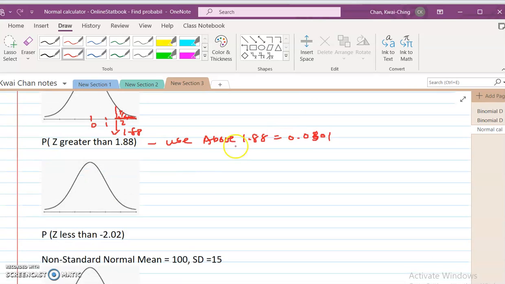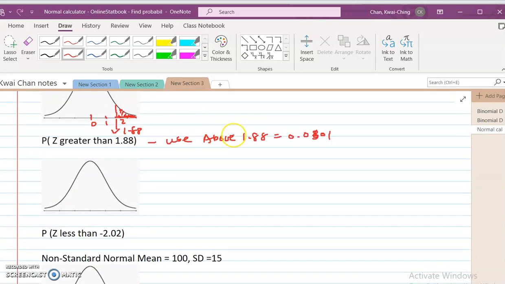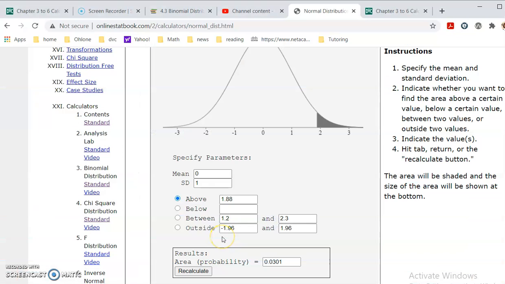Okay, what about less than? If I want z less than negative 2.02, where is negative? In a standard normal, it's very easy to find. It's just on the left side of 0. So -1, -2, it's right here, very close to -2. And we want all this area, so these are all below -2.02. So of course we would use below. We sometimes call it the left tail.